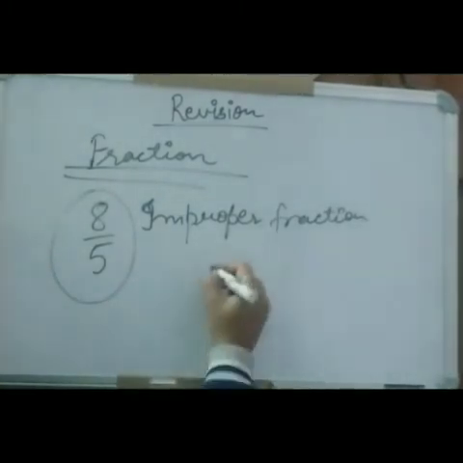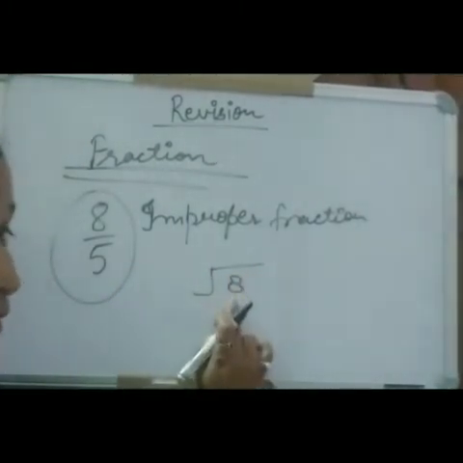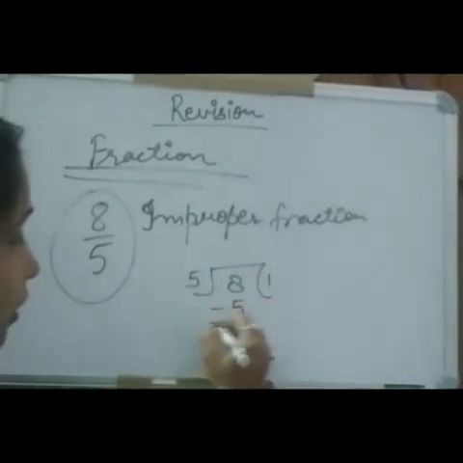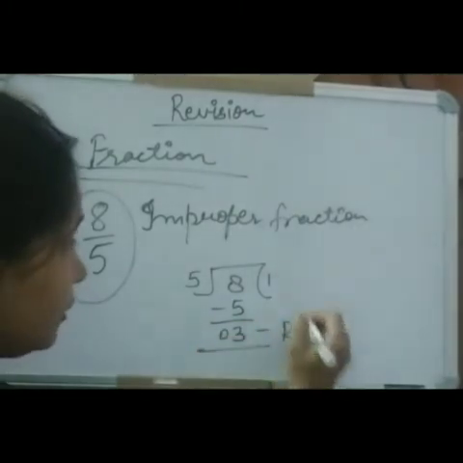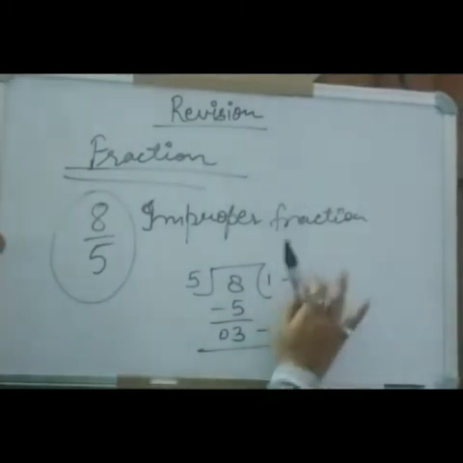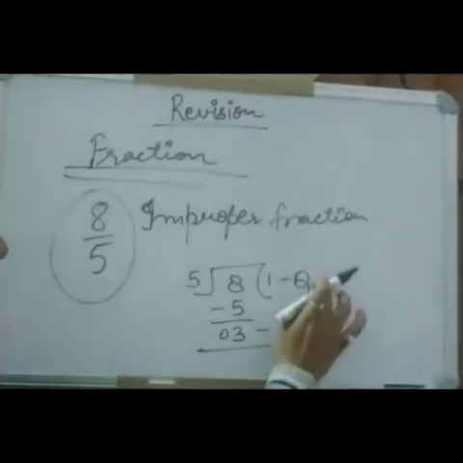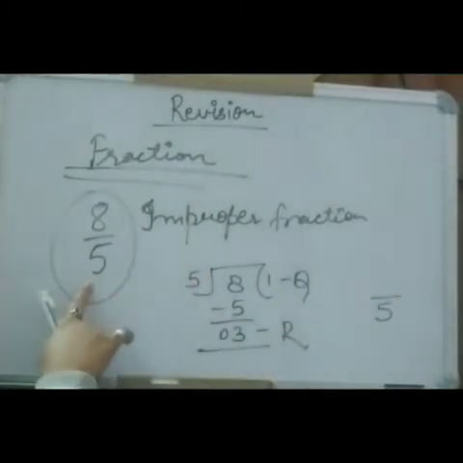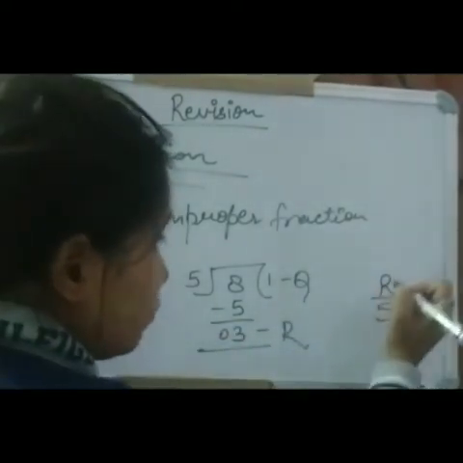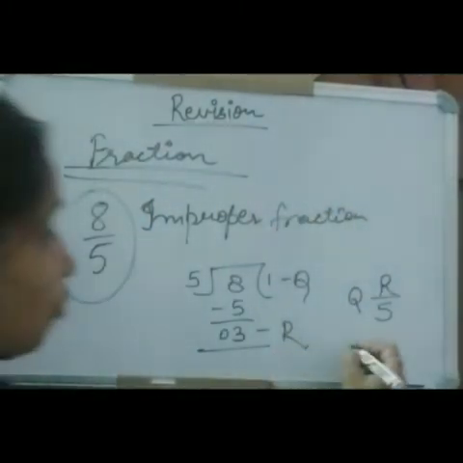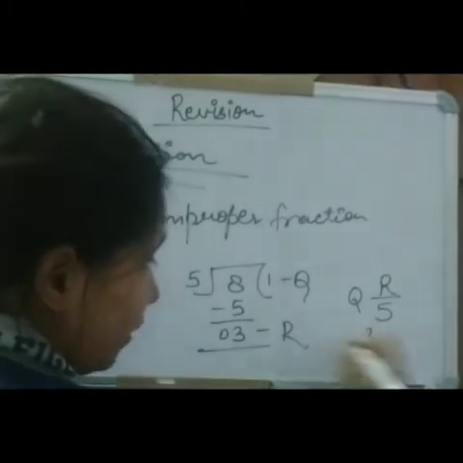How we will convert it into mixed fraction? We will keep numerator here and denominator here. So how we will do it? 5 ones are 5. This is 3 over here. This is remainder. This is quotient. Keep only these two things in your mind. So what you will do? Denominator you will write as it is. Now here you will write down remainder. Here we will write down quotient. Okay. So 1 whole 3 by 5.